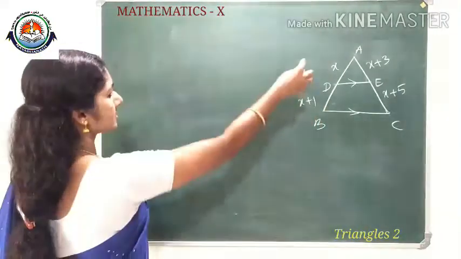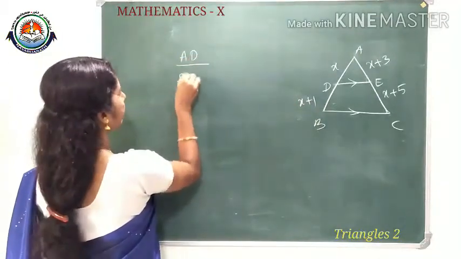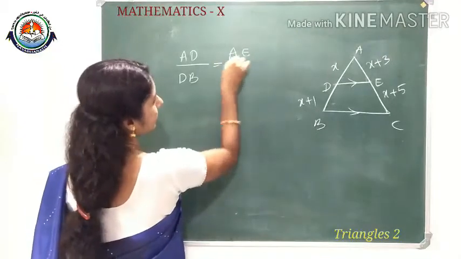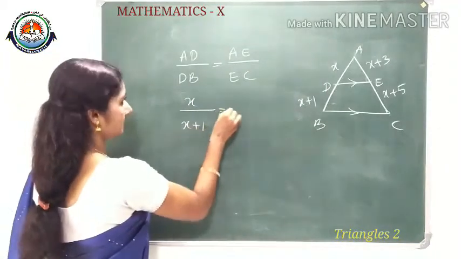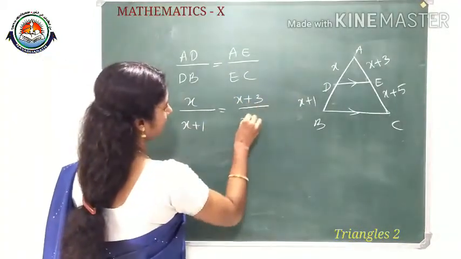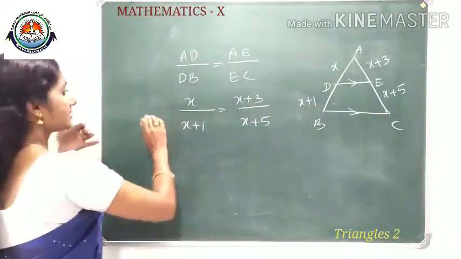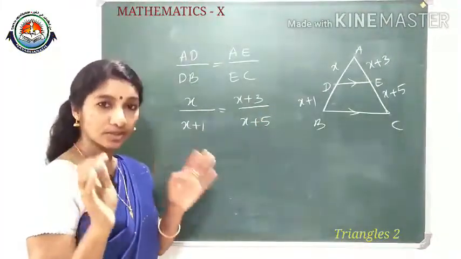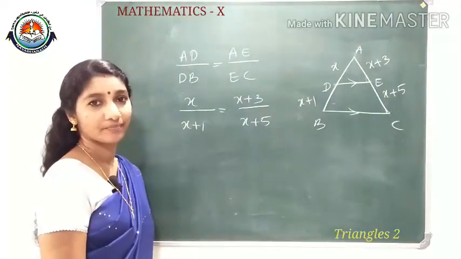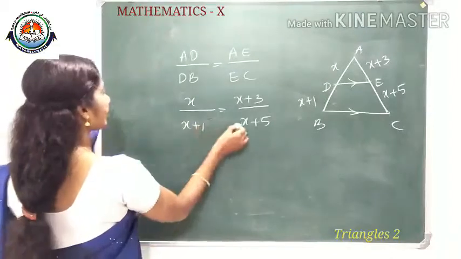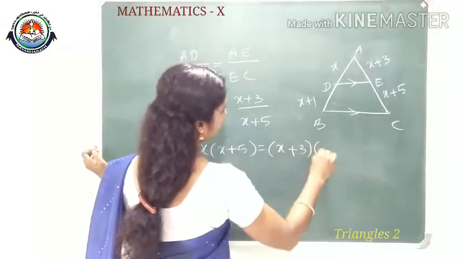So here we can take directly. I am writing, since DE parallel to BC, we have AD by DB is equal to AE by EC. So we can write x by x plus 1 is equal to x plus 3 by x plus 5. Do cross multiplication for solving x. This is an equation including x only. Surely you can solve for x, whether it is linear, quadratic or cubic. So here, cross multiplying, x into x plus 5 is equal to x plus 3 into x plus 1.